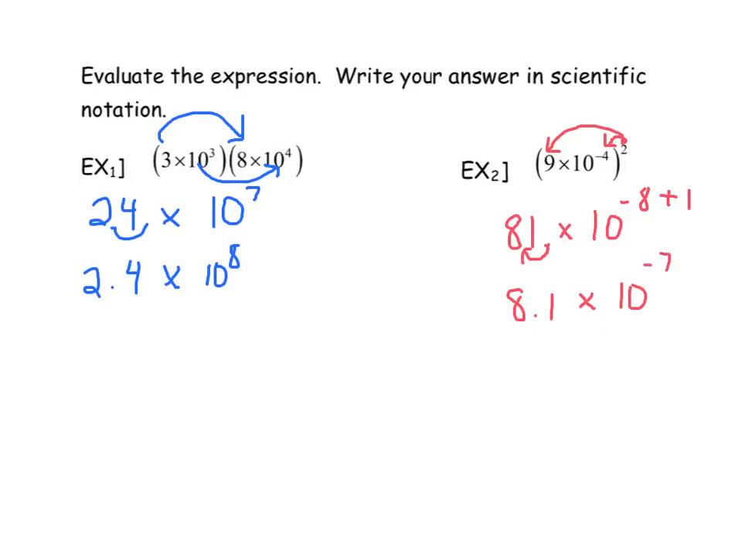So whenever you move the decimal to the left, you add to the exponent. Whenever you move it to the right, you're going to subtract from the exponent. All right, let's look at the last example.